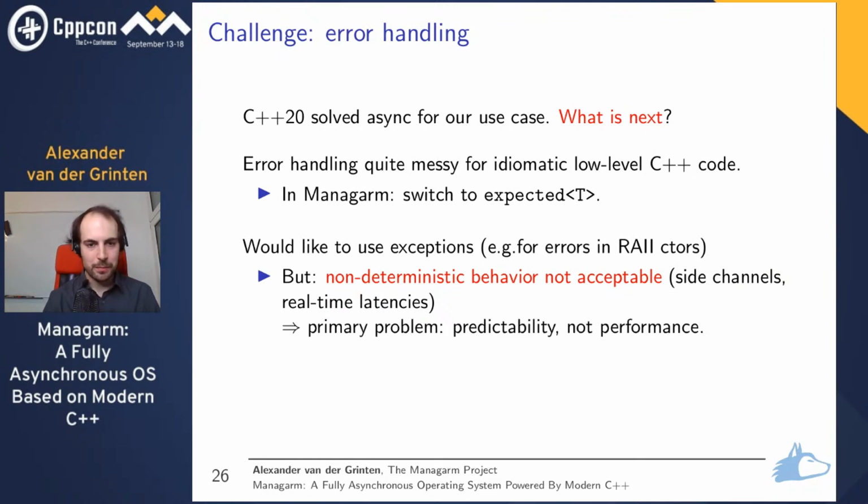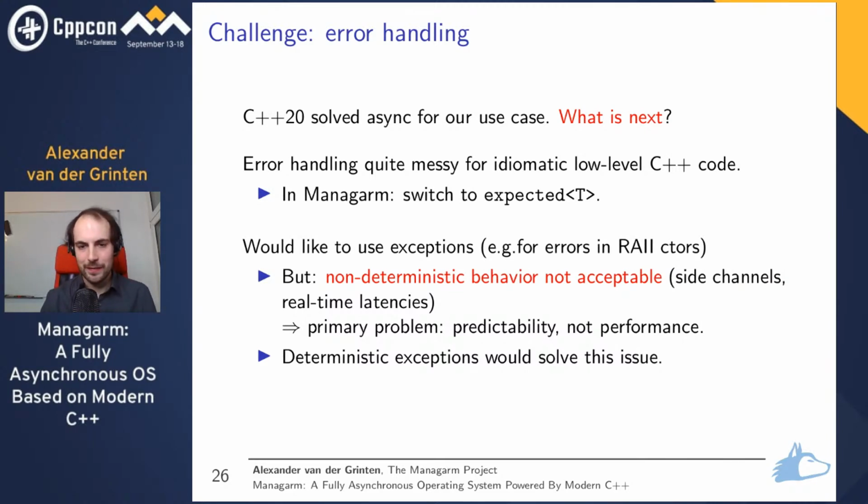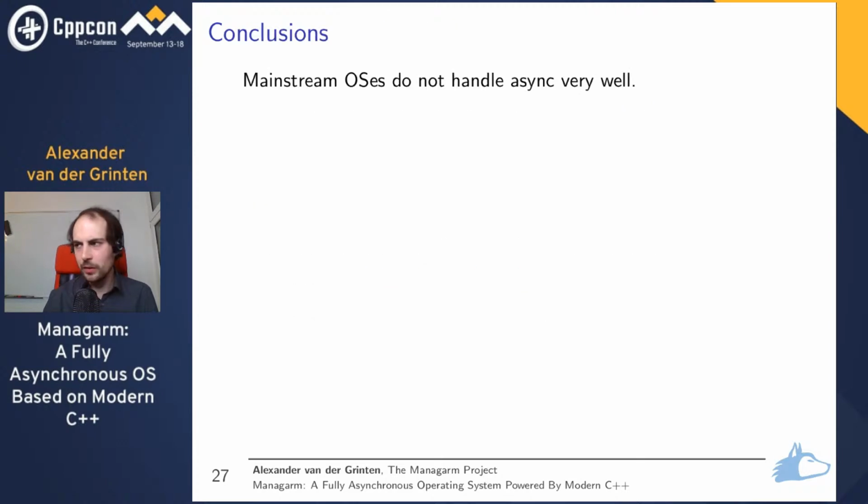So performance is not the problem. Predictability is really the problem why we cannot use exceptions. So I'm really hoping for a solution of this problem in future C++ versions. Of course, deterministic exceptions would solve this issue, and that would be great, but it doesn't seem so clear if they will actually be integrated in a standard or not. Good. Some conclusions.